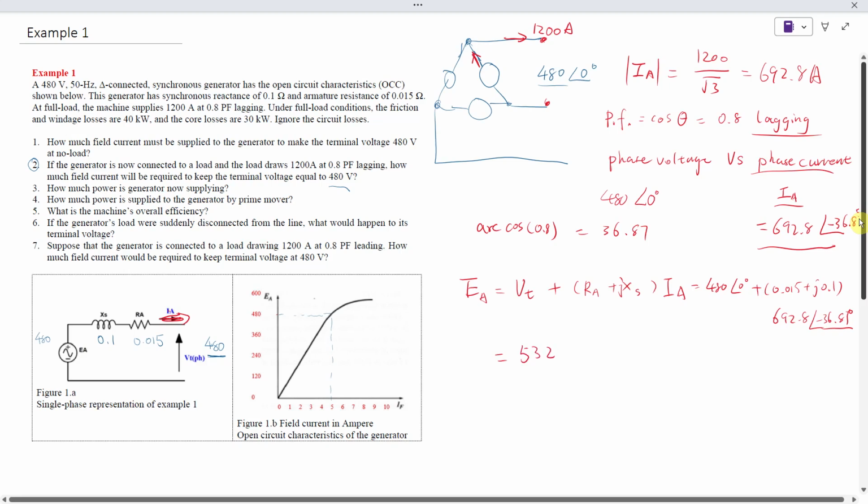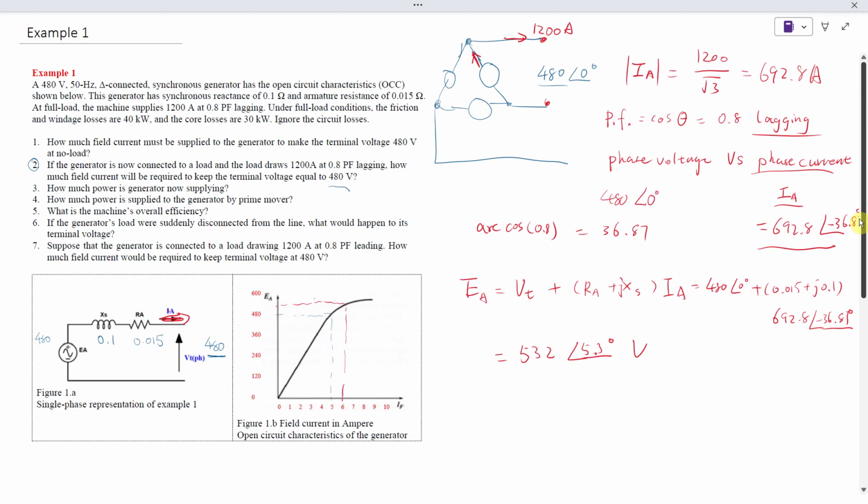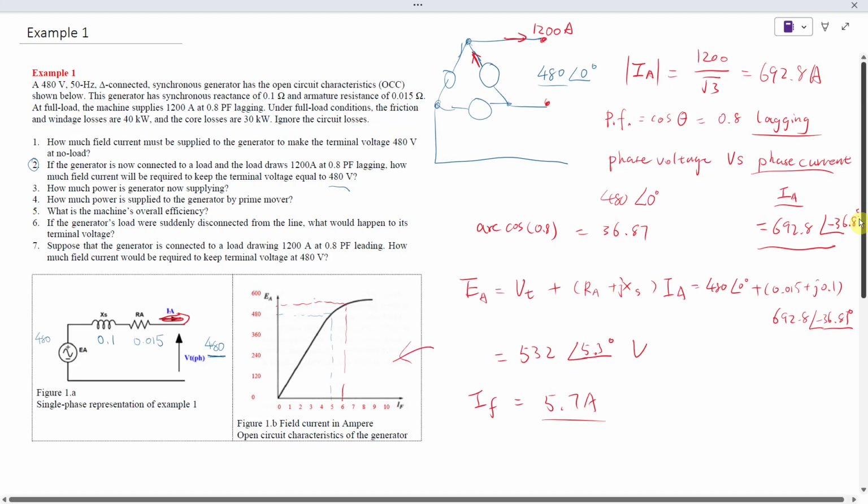532 with a 5.3 degree angle volt. Okay, so we need 532 volts. Then we need to read this again to find the IF, the field current needed, which is 5.7, something around that, read from the graph.